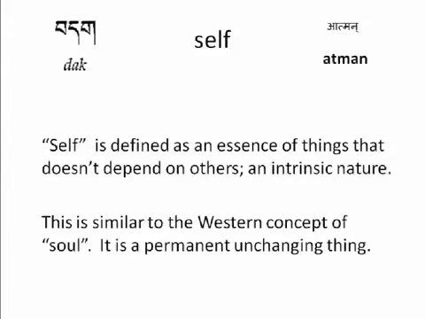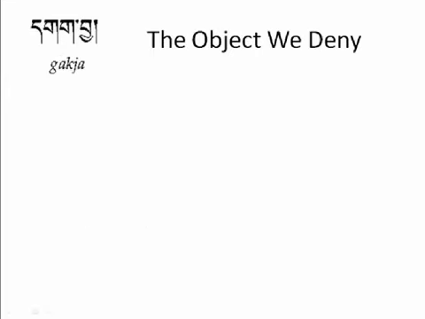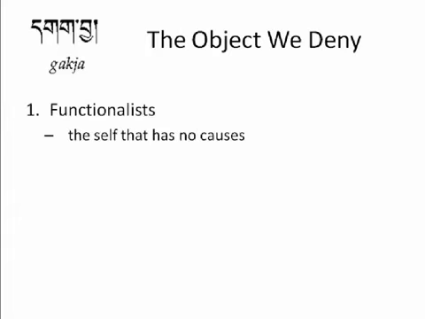So in order to know what no self is, we need to understand what we're looking at. When we talk about self, it's some sort of intrinsic, unchanging thing. Which brings us to the gotcha, which is the object we deny, which is really the no self. This is the object we're denying. Depending on which school of thought, we're going to be denying different things. In the functionalist school of thought, we're denying that a self that has no causes exists. So we're saying there is no such thing as a self that has no causes. That's our gotcha.